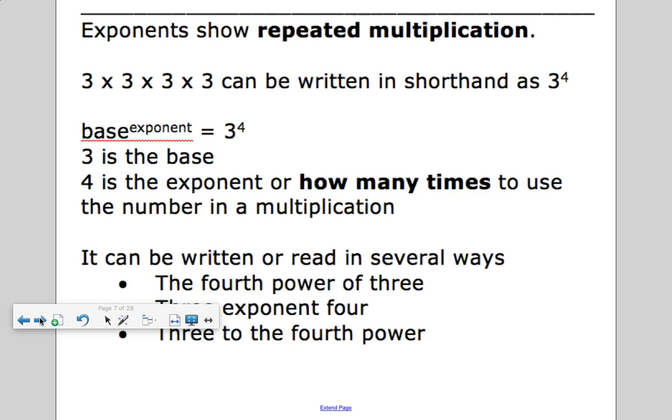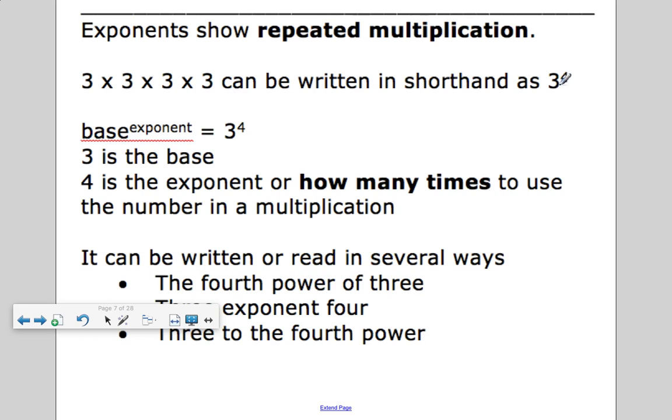Exponents show repeated multiplication. You know how multiplication is repeated addition, but exponent is really repeated multiplication. So instead of writing 3 times 3 times 3 times 3, we can write it as a shorthand as 3 to the power of 4. 3 is the base, 4 is the exponent. This 4 tells you how many times you're going to multiply 3 over and over and over.